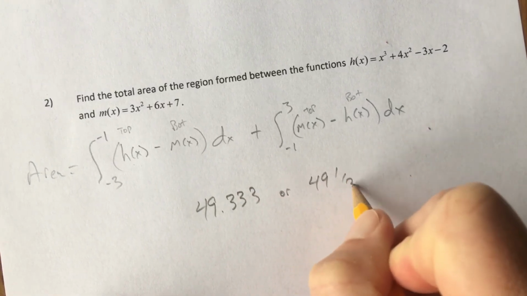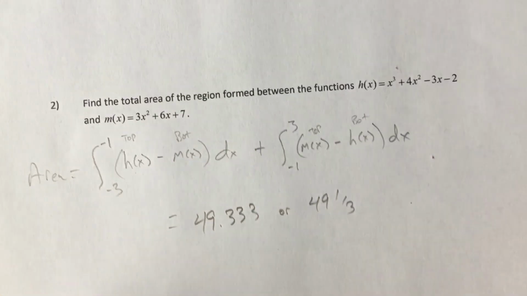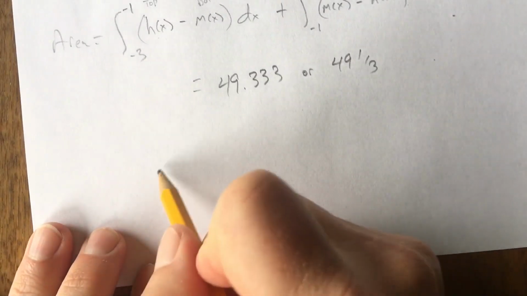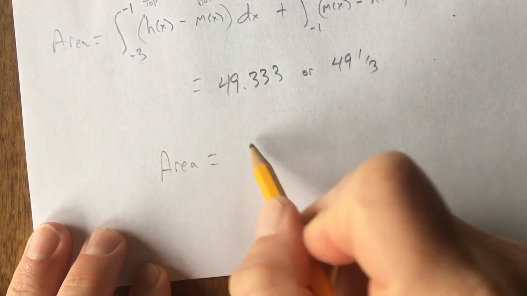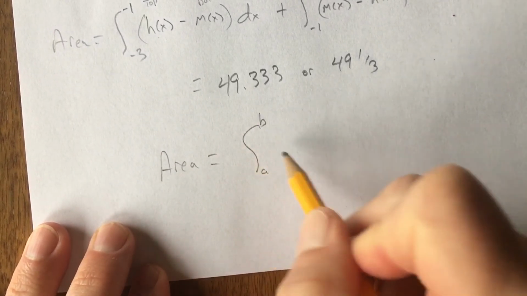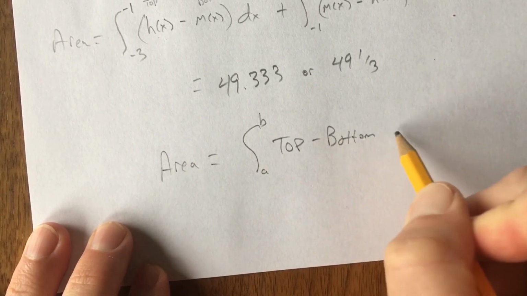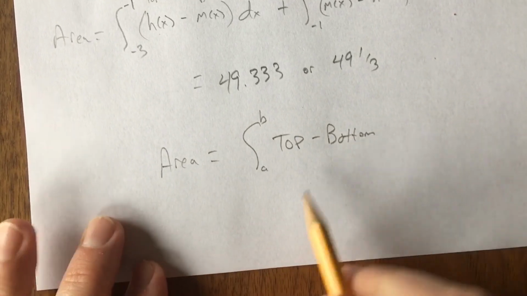So again, hopefully this didn't feel too difficult to you. Really, it boils down to this: area between two figures is always the integral from start to finish of top minus bottom. That's the big idea. If you do that, you're in good shape.